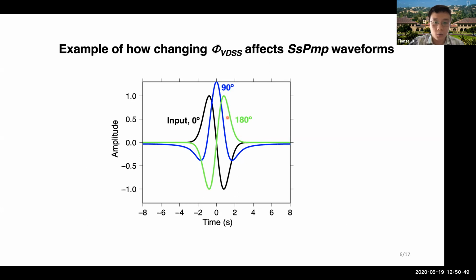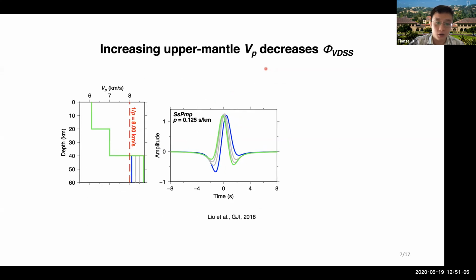Okay, so we want to know how phi VDSS is controlled by different parameters along the ray path of our SSPMP. And the instinctive guess is that it must be controlled by the velocity across the Moho, because this post-critical reflection happens at the crust-mantle boundary. So we did some tests with 1D models. And for now, we'll assume that the Earth is perfectly 1D, and we'll leave the discussion on effects of 2D variation to the later part of my talk.